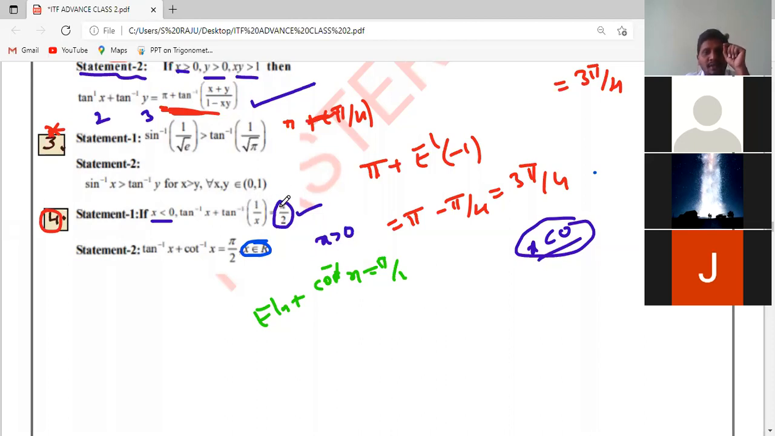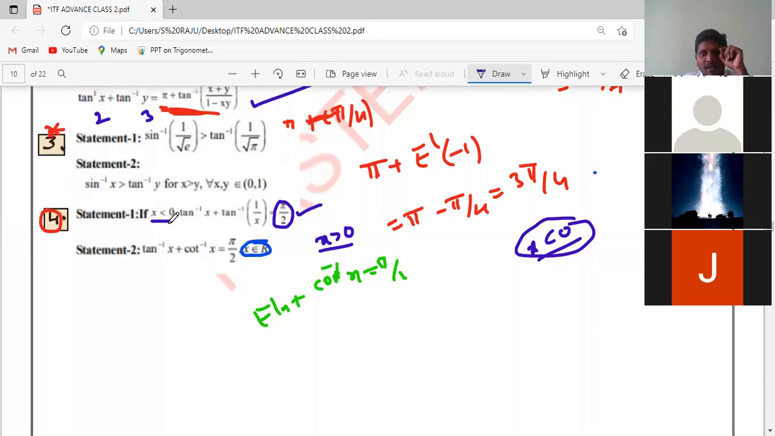In that case, I said that if x lesser than 0 is given, in case it is positive, it is okay. But x greater than 0 also it is true. That condition is not given here. So I said it is false. We have to think in both ways.